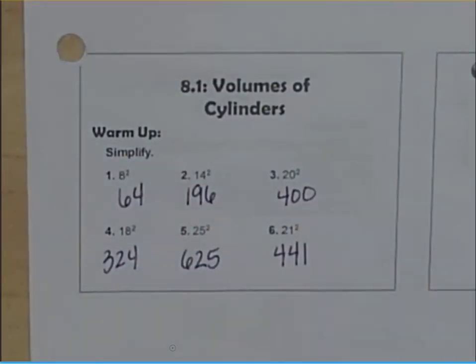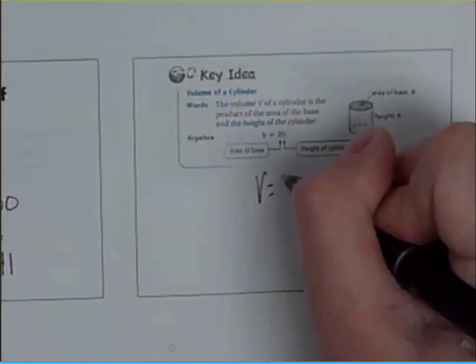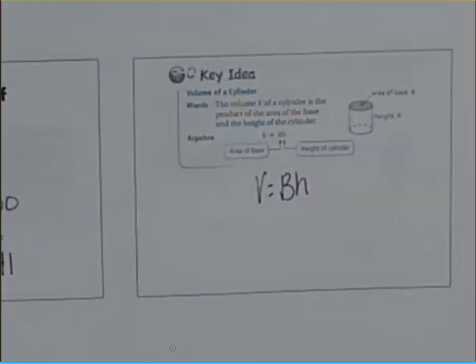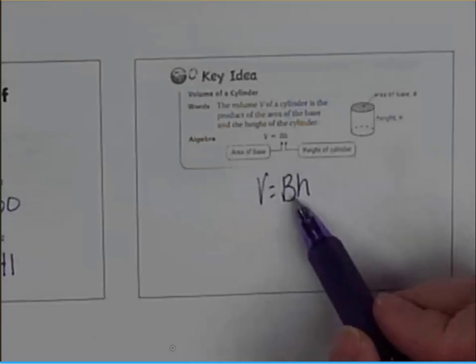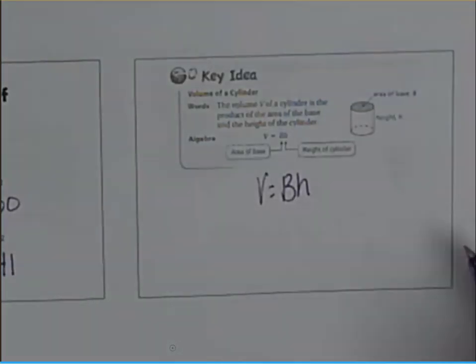All right, let's take a look at the volume of a cylinder here. Now, if you'll notice, this looks a little familiar. Volume equals area of the base times the height. That's right, it is the same formula for a prism. The only difference here, though, is our base is a circle.